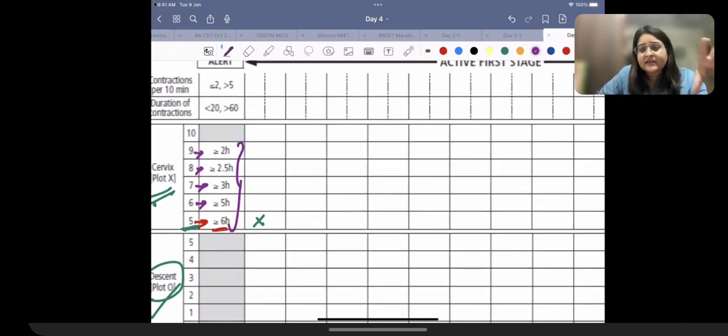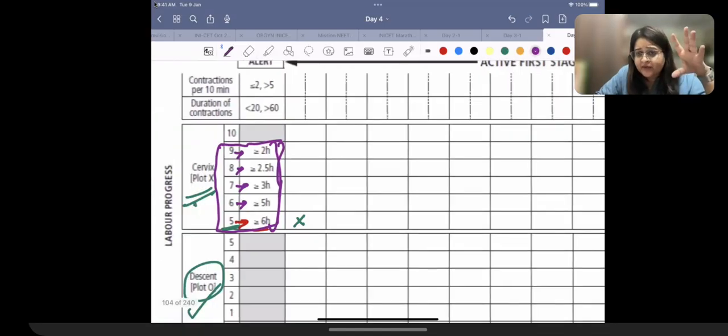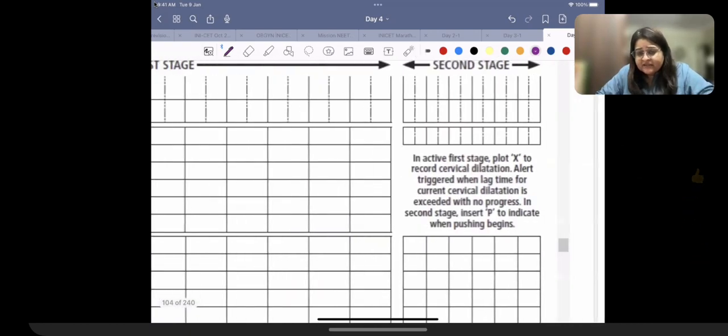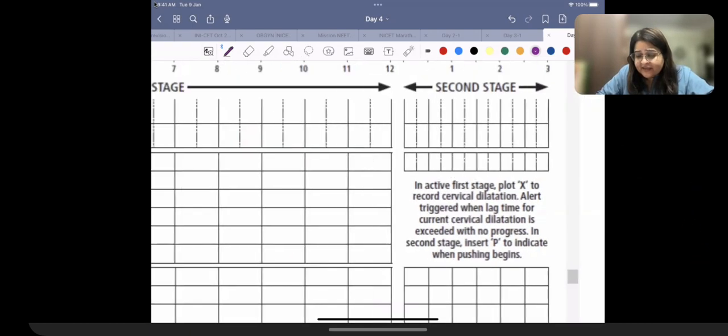If you want to learn something in the labor care guide, I would suggest you remember these alert values for different cervical dilatation, especially if your aim is the INI-CET exam. So definitely remember this part. 5 centimeters 6 hours, 6 centimeters 5 hours, 7 centimeters 3 hours, 8 centimeters 2.5 hours, and 9 centimeters 2 hours. Okay. Another change in the labor care guide is that there is a separate column for the second stage. The earlier one did not have the second stage.